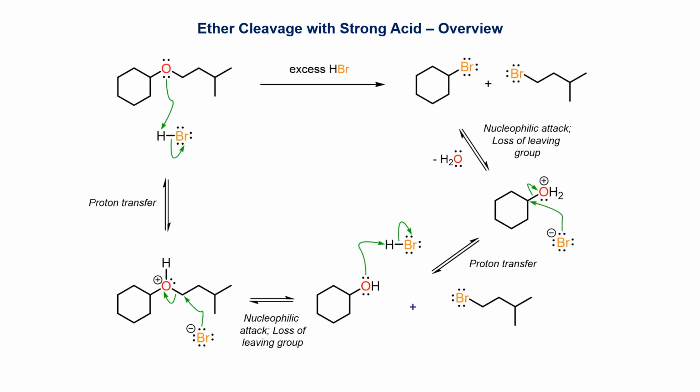The mechanism for this process involves iterative proton transfers and nucleophilic substitutions. The acid protonates the ether to generate a good leaving group, which is then displaced by the liberated halide anion acting as a nucleophile. Repeating this process on the thus formed alcohol gives the second alkyl halide product.